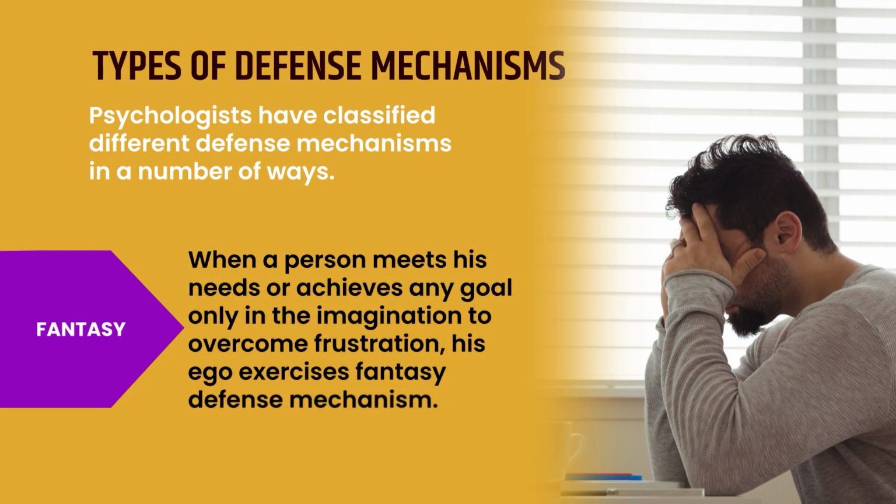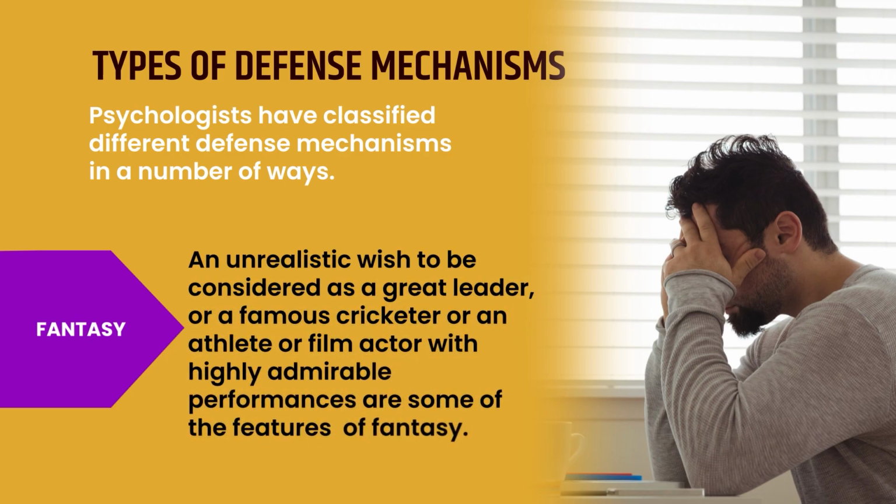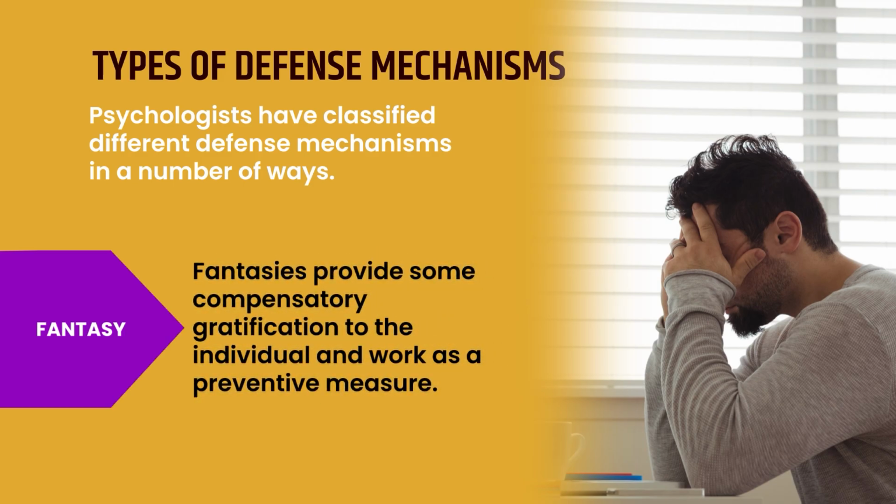Next type of defense mechanism is fantasy. When a person meets his needs or achieves a goal only in the imagination to overcome frustration, his ego exercises the fantasy defense mechanism. An unrealistic wish to be considered a great leader or a famous cricketer or an athlete or film actor with highly admirable performances are some of the features of fantasy. Fantasies provide some compensatory gratification to the individual and work as a preventive measure.